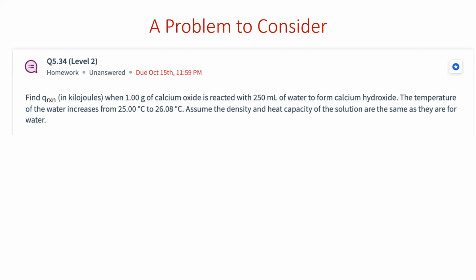1 gram of calcium oxide reacts with 250 milliliters of water to form calcium hydroxide. If the water goes from 25 to 26.08 degrees Celsius, assume density and heat capacity of the solution are the same as they are for water. So how would we go about solving this? What equation do we need here?